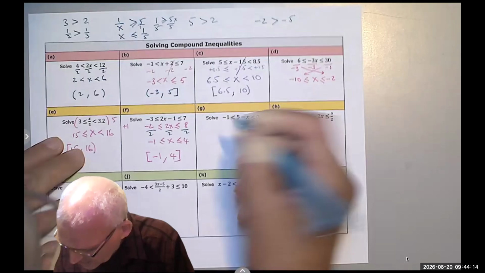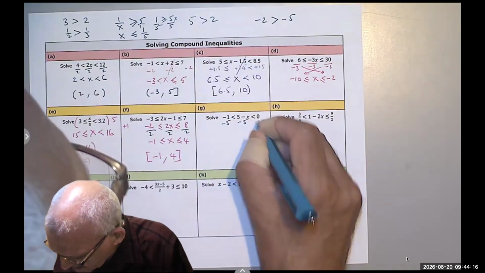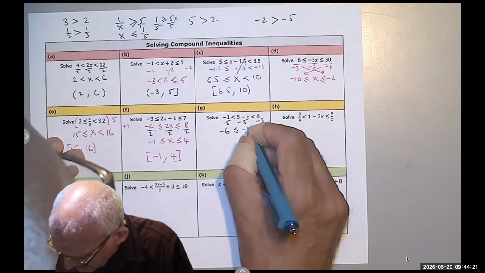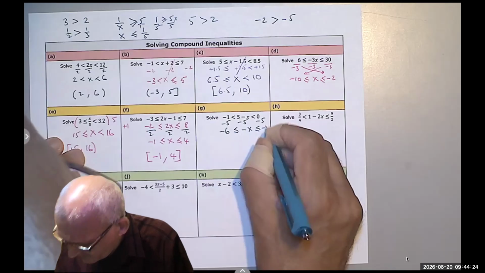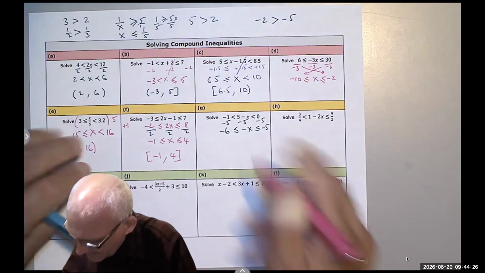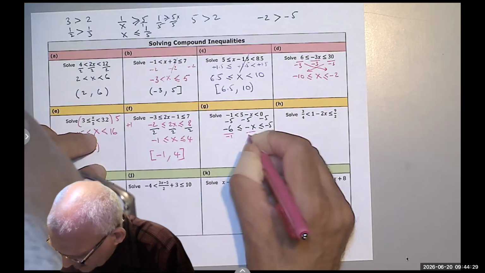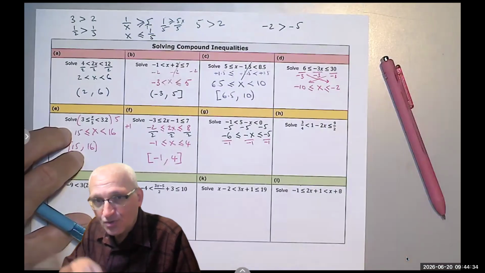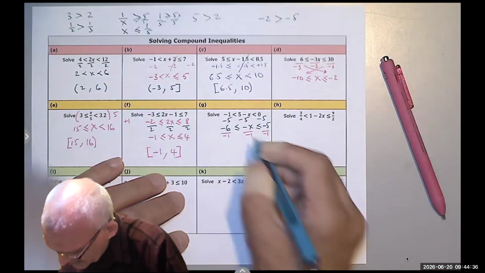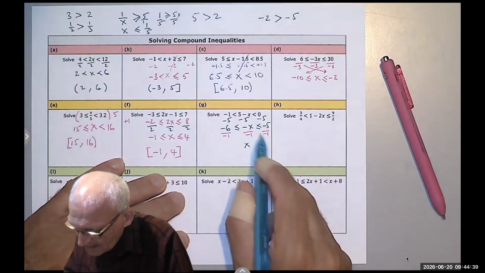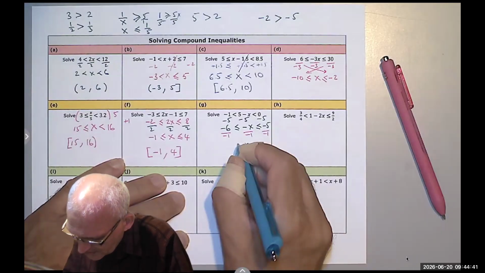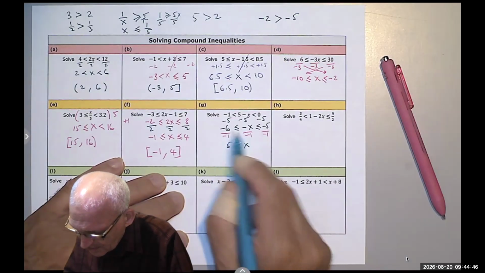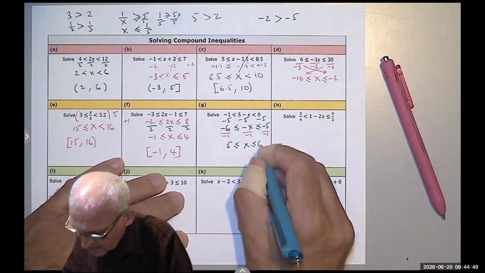So let's say I'm going to subtract 5 from all sides. So -6 is less than or equal to -x is less than or equal to -5. And then I'm going to multiply or divide by -1. But what happens when I do that? Yes, the upper limit becomes lower and the lower becomes upper. So this would be x. This is less than or equal to 5, so it's greater than or equal to 5. This is greater than or equal to 6, so it's less than or equal to 6.